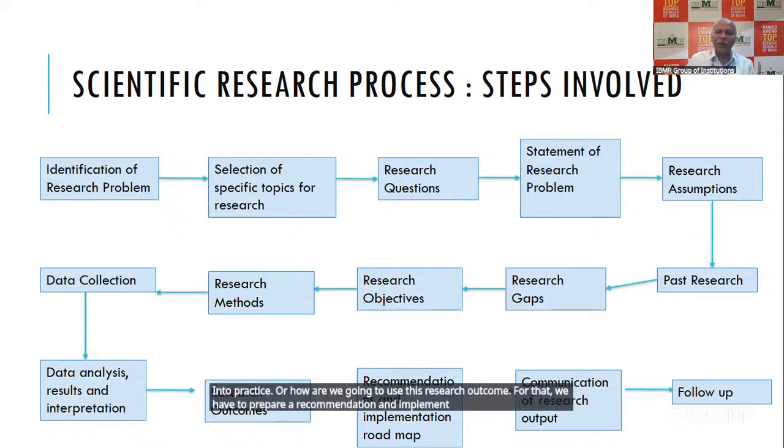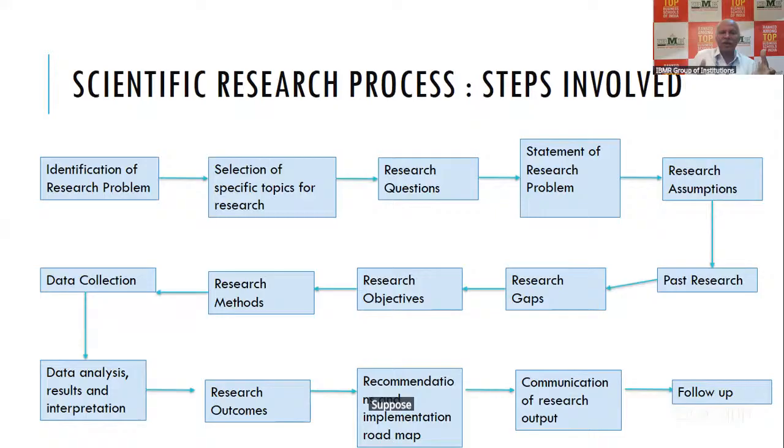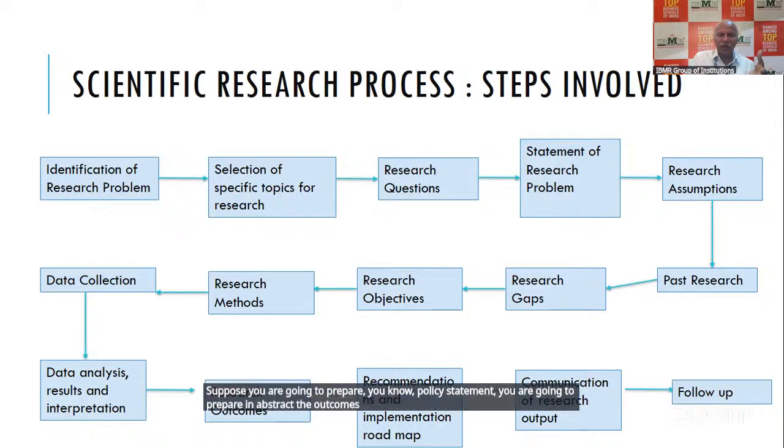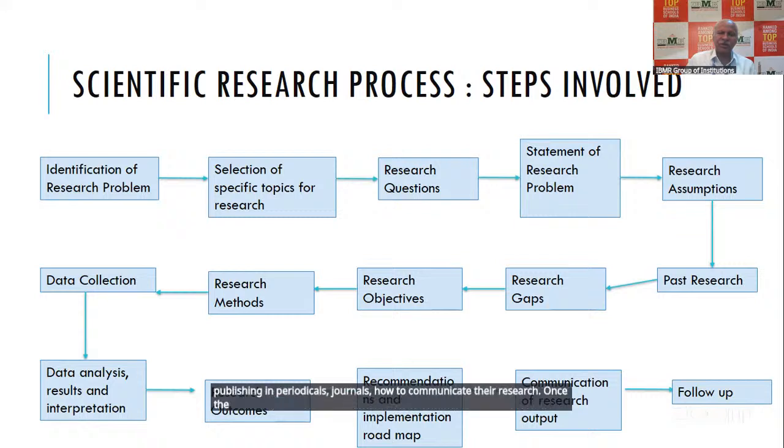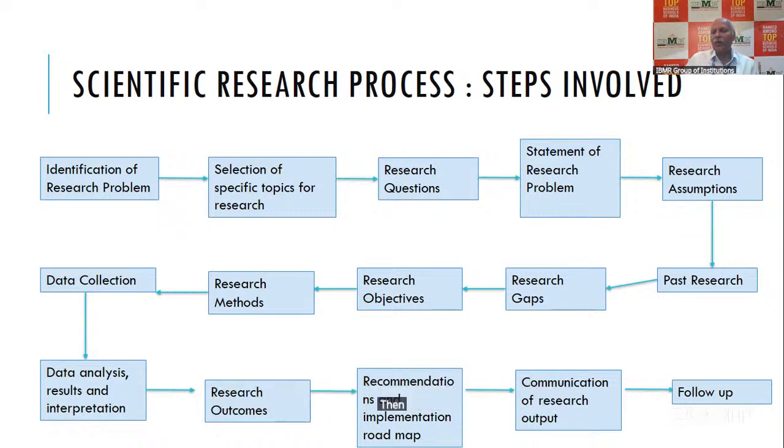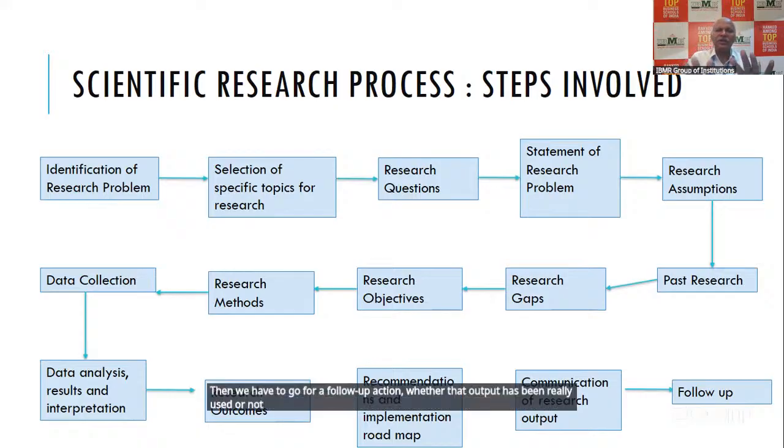implementation roadmap. Suppose you are going to prepare a policy statement, an abstract of the outcomes, or a small report sent to a particular bank, or publish in periodicals and journals. That is how to communicate this research. Once the research outcome is communicated, then we have to go for follow-up action, whether that output has really been used or not. So this is, in brief, the whole research process.